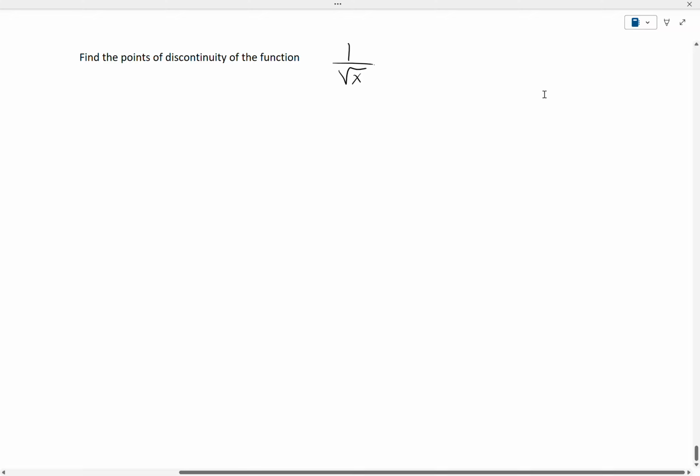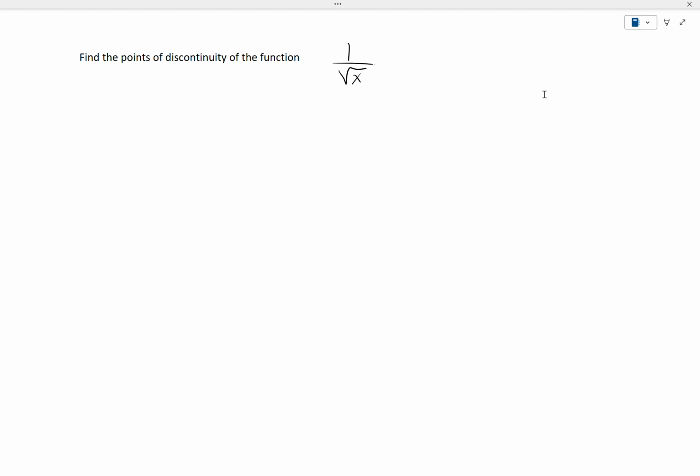In this video, we're going to be looking at the continuity of the function 1 over the root of x. So I know that a function is continuous if three criteria are met: if the function value exists for every x, if the limit value exists for every x, and if the function value is equal to the limit value. So if any one of those three criteria are not met, then the function is discontinuous at that point.